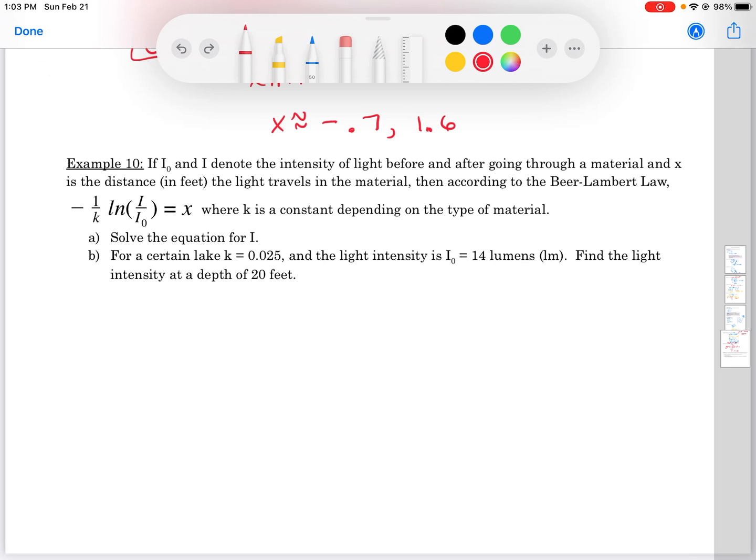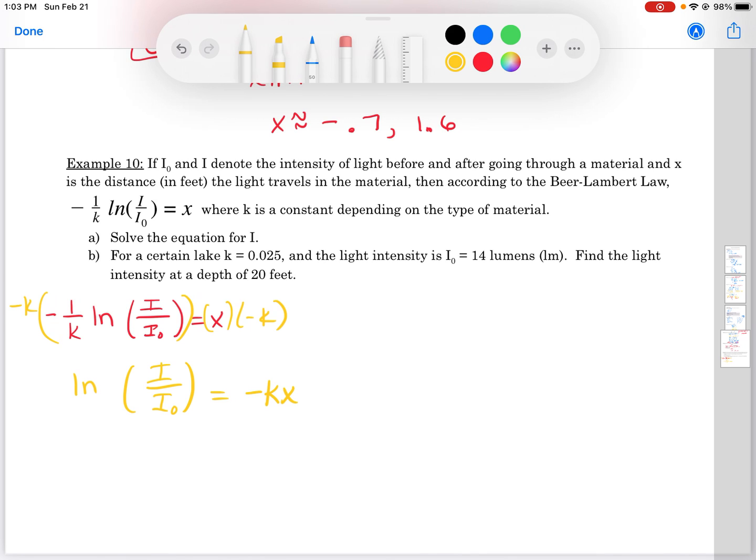So first we want to solve for I. Regular I we want to get by itself. So let's start with that. We have negative 1 over K, natural log of I over I sub O, is equal to x. So we want to start to isolate that I. Let's move that negative 1 over k to the other side. I can multiply by negative k on both sides. Okay. So we have the natural log of I over I sub O, and that's equal to negative kx.